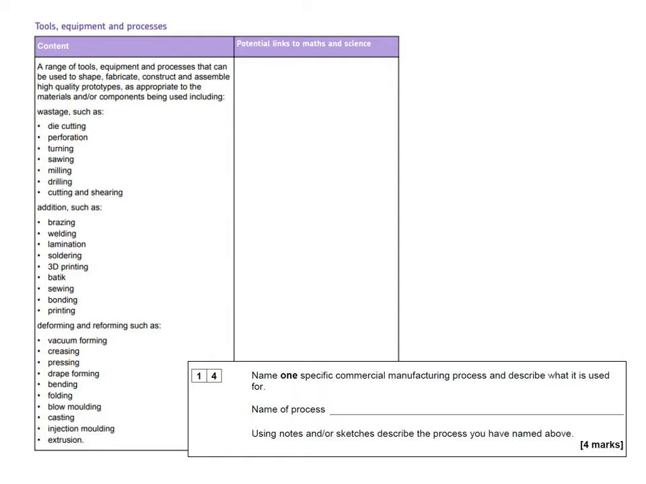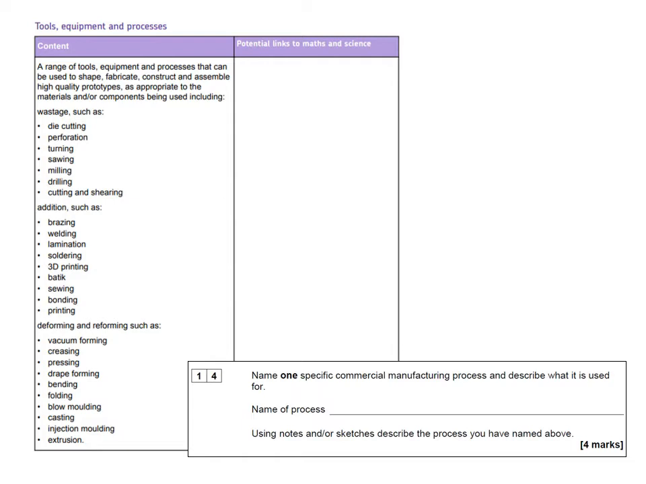One of them called wastage. Wastage is basically just cutting, removing things. Addition, which is adding things. So for example, if you're 3D printing, you are adding layers. If you are sewing, you are adding things together. And deforming and reforming covers things like where you're heating something up and you are molding it or shaping it, or making it a liquid and putting it into a mold and casting something.